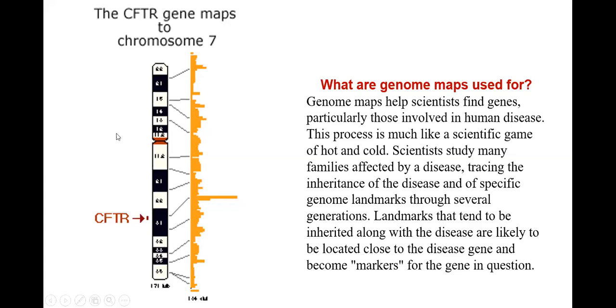But what does it help with? By knowing the location of the gene here, cystic fibrosis, what are genome maps used for? Genome maps help scientists find genes, particularly those involved in human disease. When you are talking about humans, you talk about disease association of a specific gene. This process is much like a game. When you are touching a gene territory, it is a kind of cold and hot.